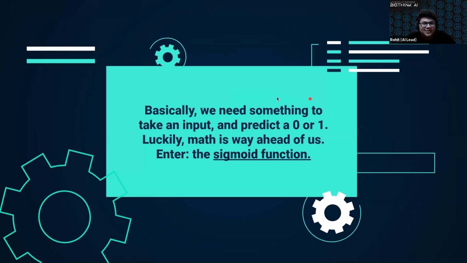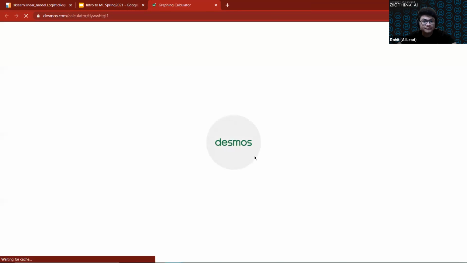All right, so basically, this is what's happening. We need something to take an input, and we predict a 0 or 1. What do we have in math that does that? Yeah, the dictionary is in fact, we had a dictionary on one of the other slides. Luckily, math is way ahead of us. We do have something that takes an input and gives us something between a 0 and a 1, and that is called the sigmoid function.